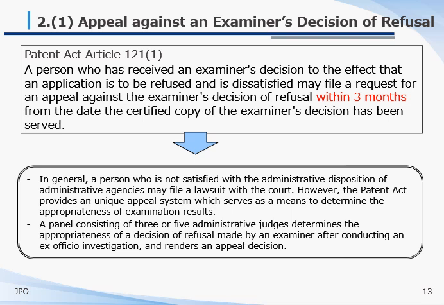In general, a person who is not satisfied with the administrative disposition may file a lawsuit with a district court. However, the Patent Act provides a unique appeal system which serves as a means to determine the appropriateness of examination results. First, an administrative judge panel conducts an ex officio investigation and then determines the appropriateness of a decision of refusal made by an examiner. After that, it renders an appeal decision.